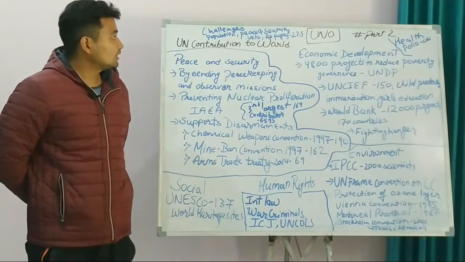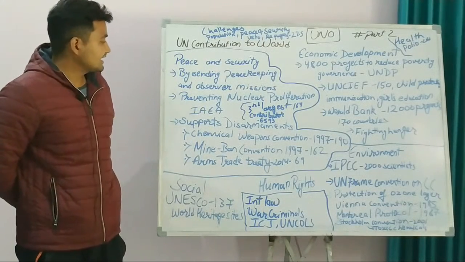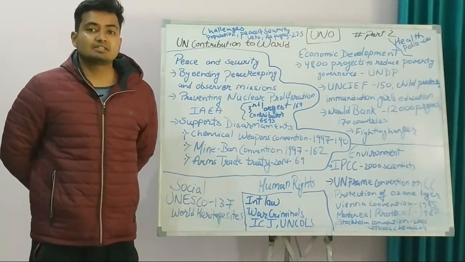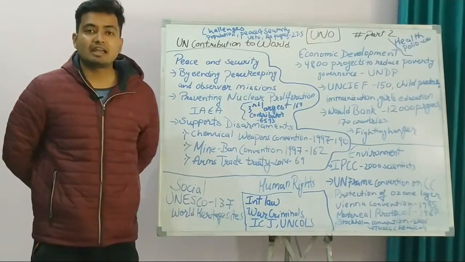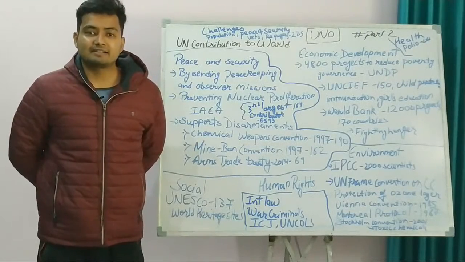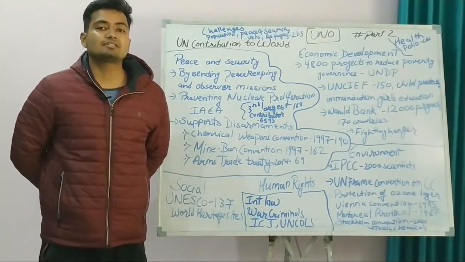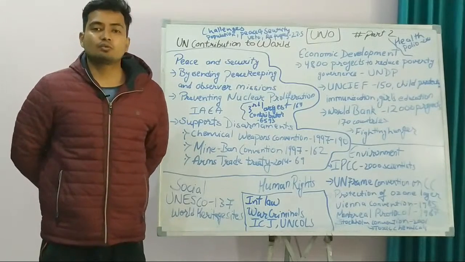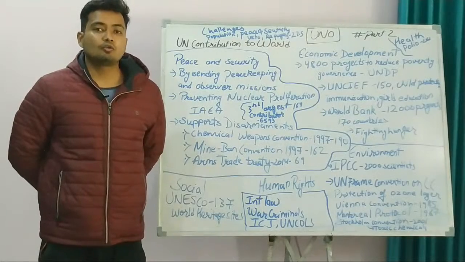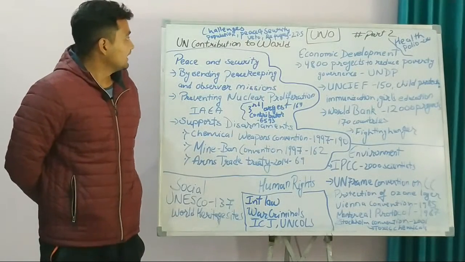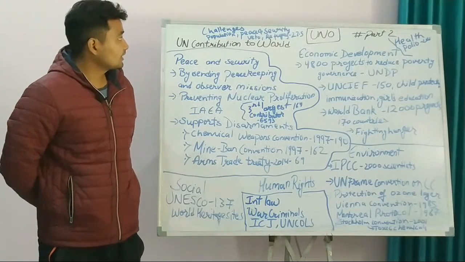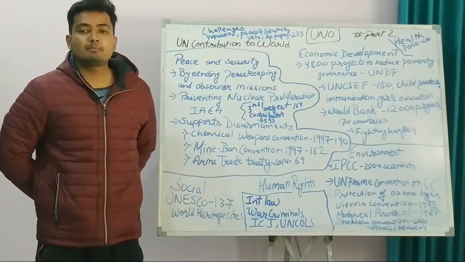Now, if we talk about the challenges before the UN, currently the first challenge is peace and security. As we know, terrorism in the world is rising, and the main problem is that the UN has not defined terrorism yet. There is no definition of terrorism, and that is why it is becoming hard to fight against terrorism. Next is the veto power, that is with the permanent members of the Security Council.